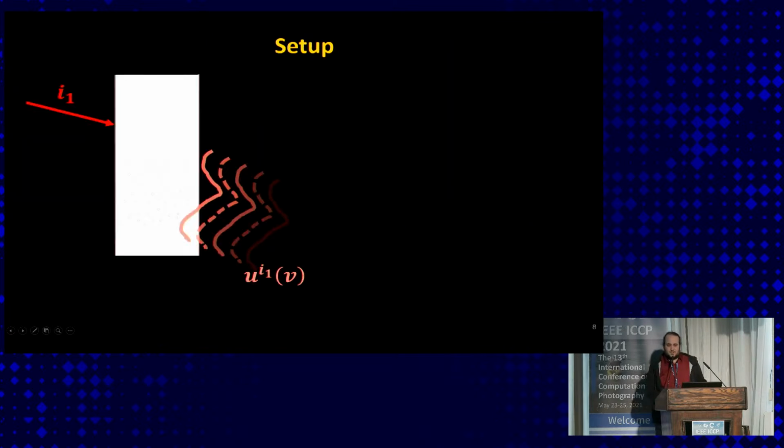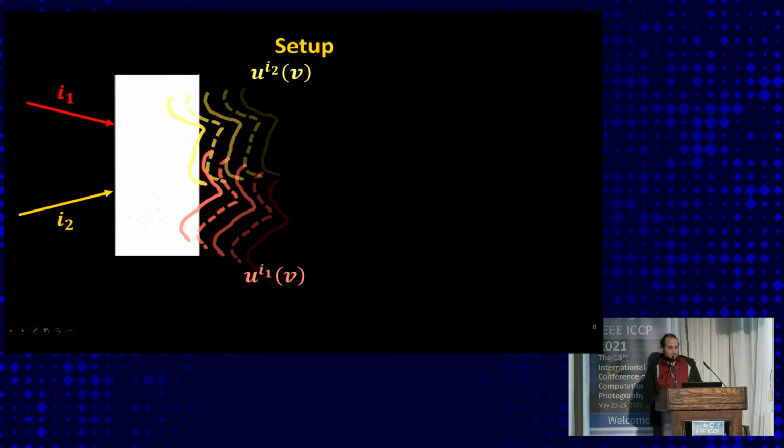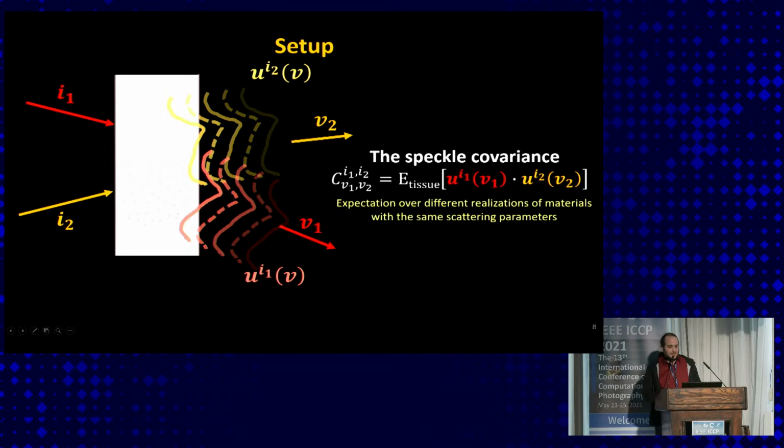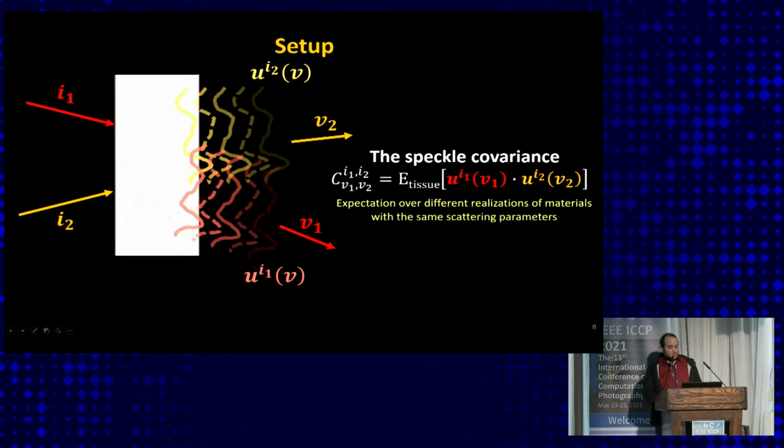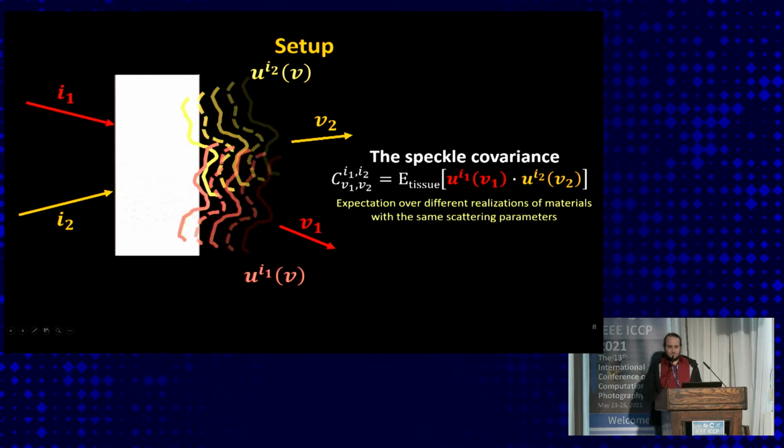To understand what we are trying to evaluate, consider the following setup. We illuminate a scattering layer from direction I1, resulting in a scattered field. We do the same from another direction, I2. According to the memory effect, the two scattered fields should be correlated to each other. To quantify this correlation, let's select two viewing directions, V1 and V2, and look at the expected product of the field scattered from I1 toward V1 and the field scattered from I2 toward V2. We call this the speckle covariance. The expectation is taken over different realizations of materials with the same scattering parameters.